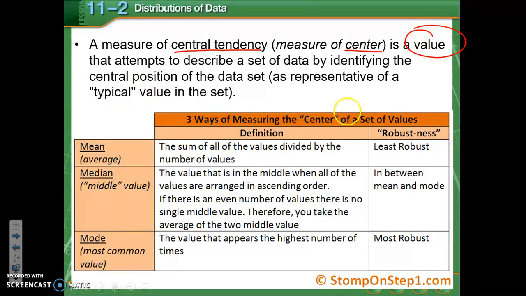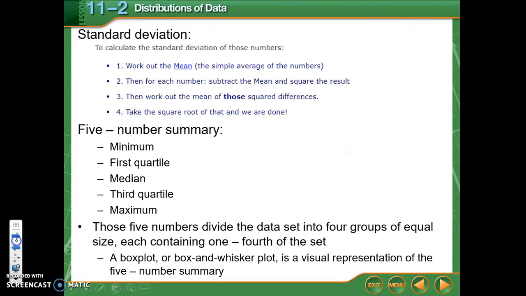Three ways that you guys have measured center or central tendency before are mean, median, and mode. This is a review of what those are. Remember that mean is adding up all the values and dividing by how many they are. The median is the middle value. And then the mode is the number that appears the most times. So we will be focusing on mean and median mostly in this section. We won't be using mode very often, but you should know what it is.